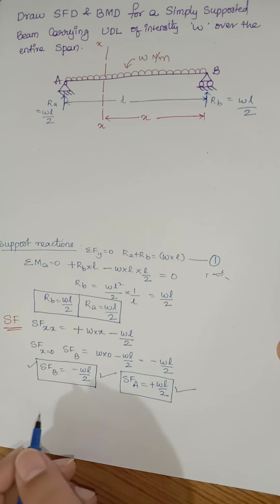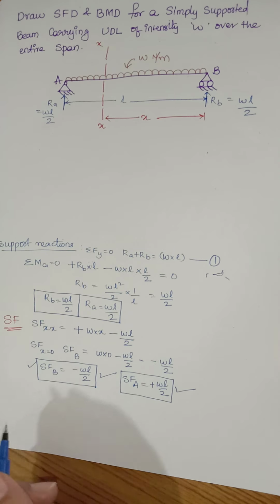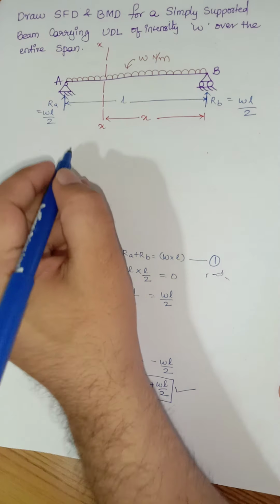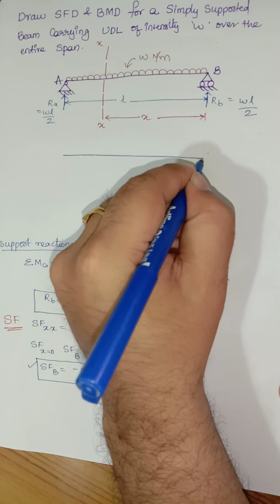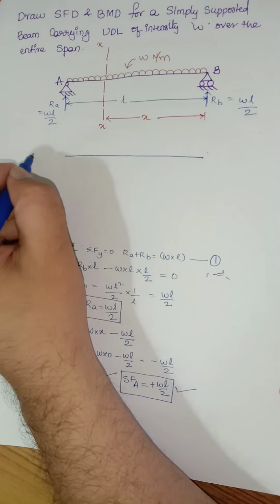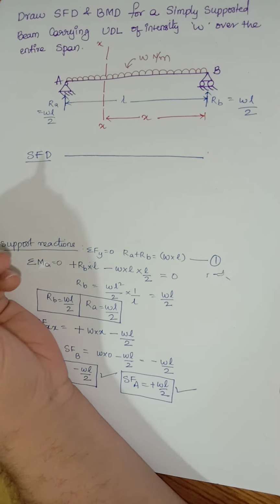Now, how will be the variation in between these two things? Shear force at A and shear force at B, both the values are known to us, and there is only one UDL acting in between. Now, just look at the screen, everyone. I'll tell you how to draw the shear force diagram. I have drawn the baseline here. This is the shear force diagram, SFD.